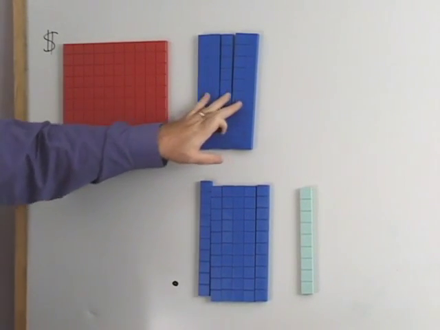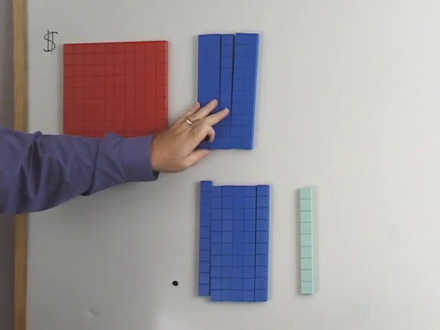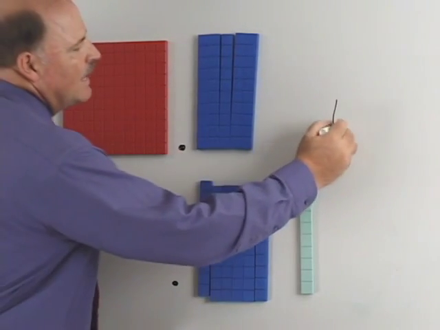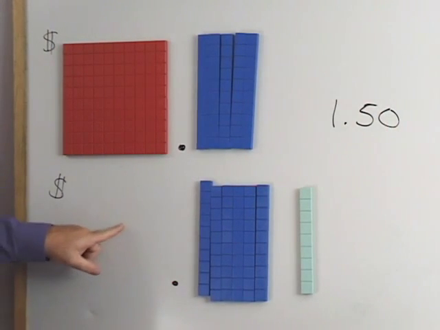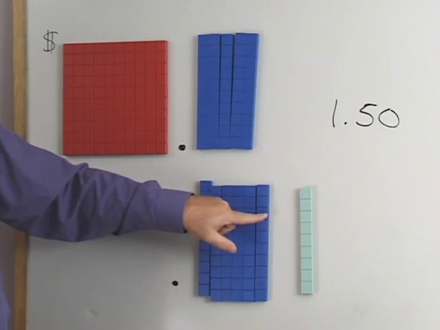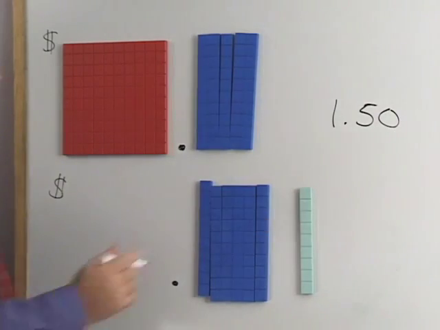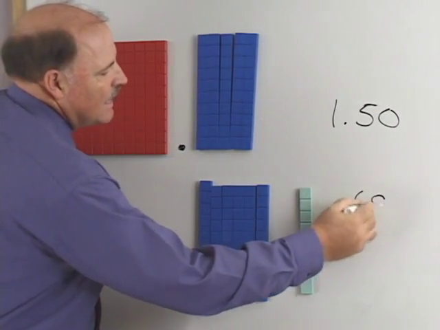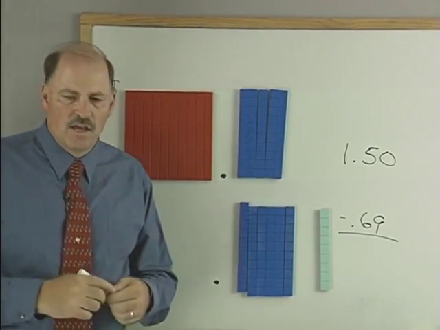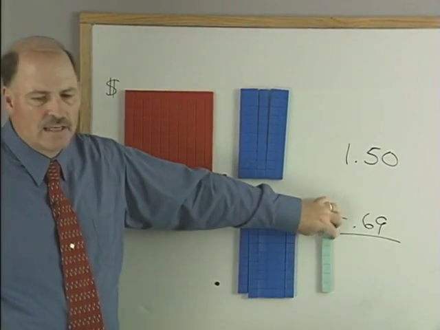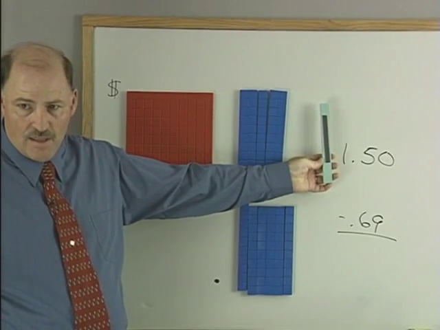$1. How many dimes? 5 dimes. So that's $1.50. What do we have over here? No dollars. 6 dimes, 9 cents. So we have 69 cents, and we're going to subtract. Now I know this is not a hard question, but can we subtract 9 from nothing?